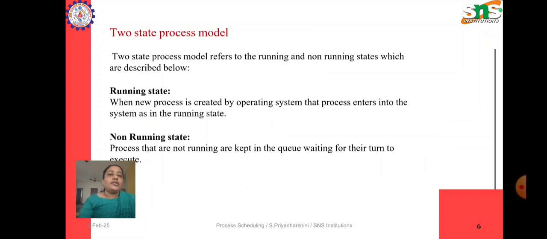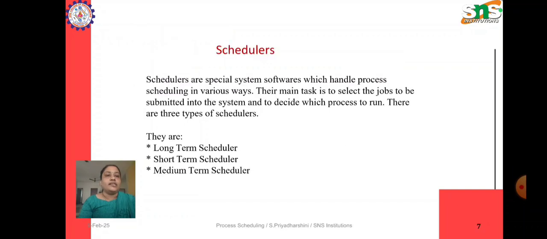There is a two-state process model which refers to the running and non-running states, described as below. Running state: when a new process is created by the operating system, the process enters the system in its running state. The processes that are not running are kept in a queue waiting for their turn to execute, called the non-running state. As we saw in process scheduling, we saw three queues. Also we have schedulers. These schedulers are special system software which handle process scheduling in various ways. There are three types of schedulers: long-term scheduler, short-term scheduler, and medium-term scheduler.